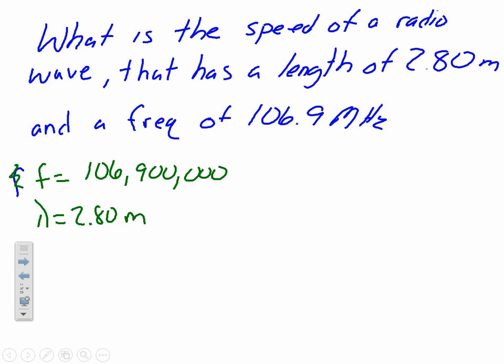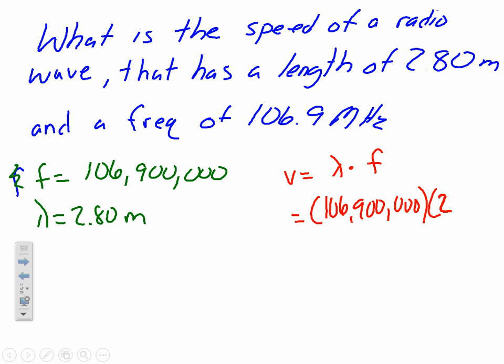Now, we talked about that a lot of times your wavelengths will be times 10 to the negative 7th, 8th, 9th. Radio waves are fairly long, so that's why they're 2.8. So we plugged in everything that we have. What is the speed of a radio wave that has a length of 2.8 meters and a frequency of 106.9 megahertz? Well, velocity is equal to frequency times wavelength. We're going to plug everything in. 106,900,000 times 2.80. Going to multiply those together.